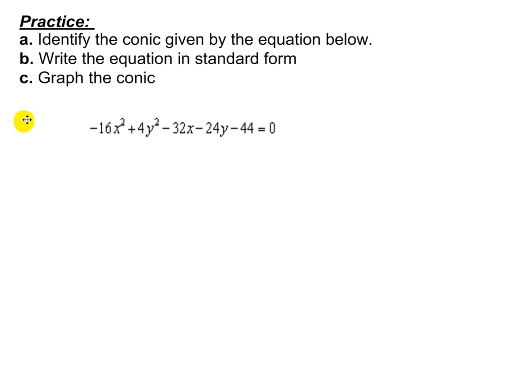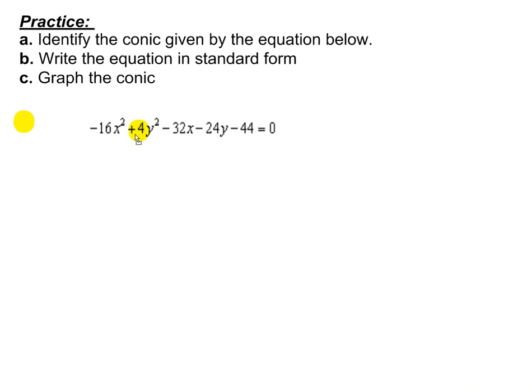So the first way to recognize what type of conic it is, really the best way, is simply by looking at your x squared term and your y squared term. If you have both an x squared and a y squared term, it's either going to be a circle, ellipse, or hyperbola. If you just have one x squared or just one y squared, then it'll be a parabola. Now, here we know it's going to be a hyperbola because x squared is negative. So we have one negative, one positive. So this is going to be a hyperbola.